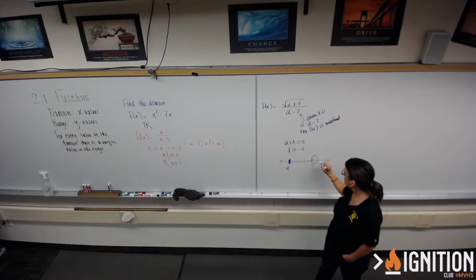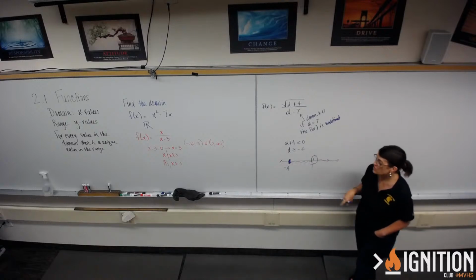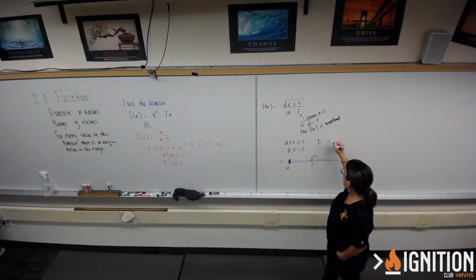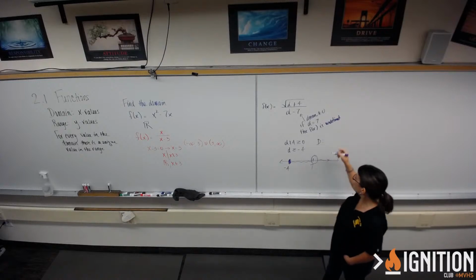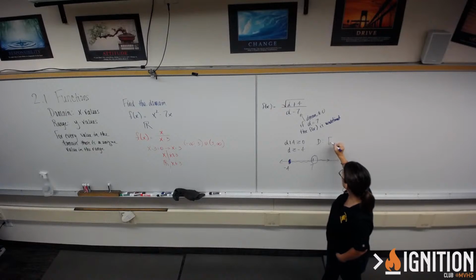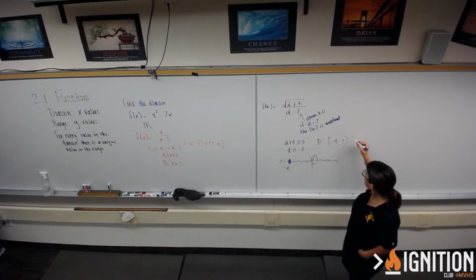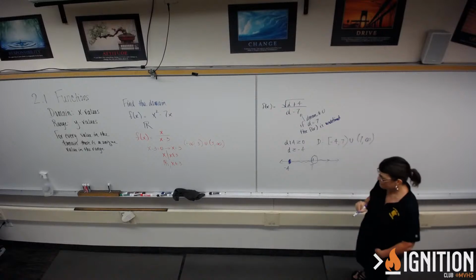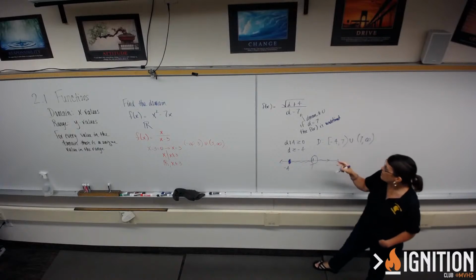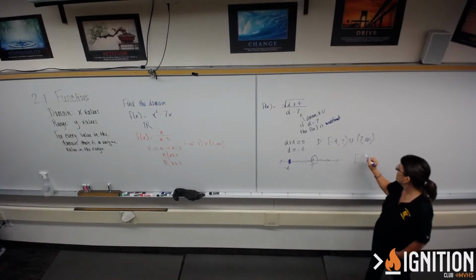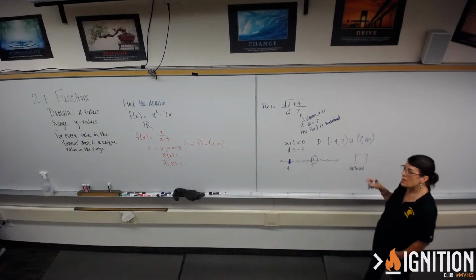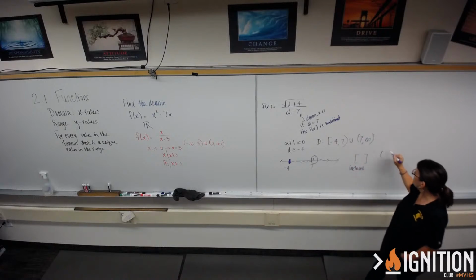So, I would write my domain here, I think I'm going to write this with interval notation. Included negative 4 up to 7, in union with 7 to infinity. This might be new notation for you. Bracket, those values are included, so greater than or equal to. Those are included. Not included would be parentheses.